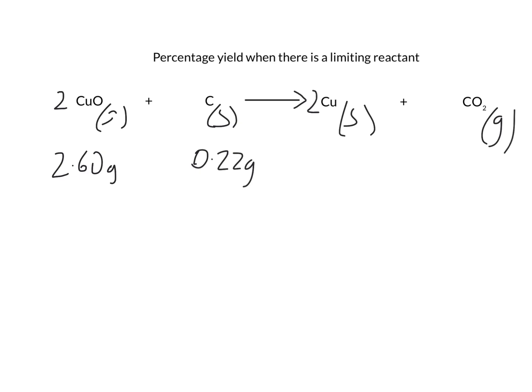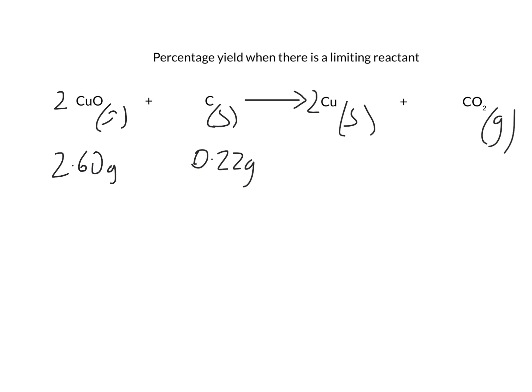And the reason this is important is because it will affect how much of the product we produce. If we calculate yield based on one reactant without knowing if it's the limiting or not, we will already have a yield value that's misrepresentative. So we do have to first work out which one is the limiting reactant.